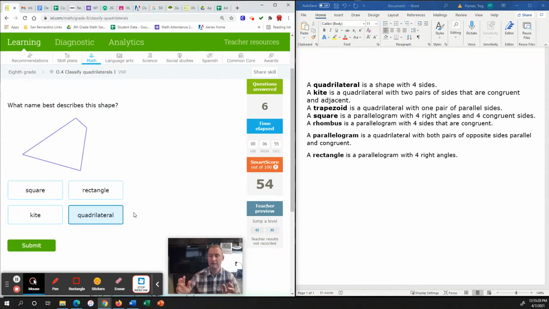Okay, a quadrilateral is just a very generic four-sided polygon. That's all this thing is. So quadrilateral is going to take the answer on that one.